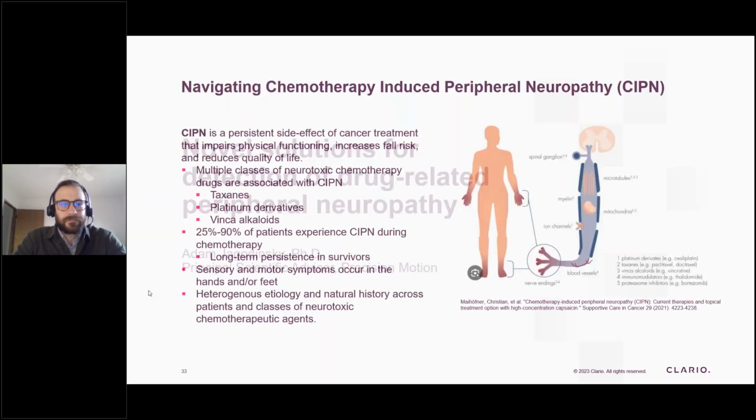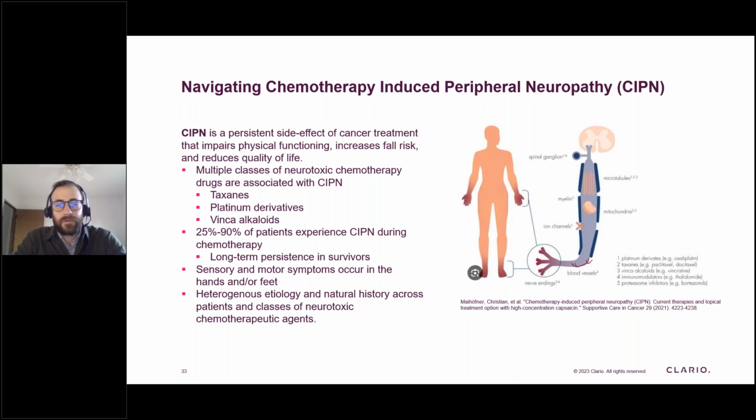Next slide, please. To start, I would like to give some background to help us navigate the topic. Chemotherapy-induced peripheral neuropathy, or CIPN, is a persistent side effect of cancer treatment that impairs physical functioning, increases fall risk, and reduces quality of life in cancer survivors, as well as patients who are undergoing treatment. CIPN can result from multiple classes of neurotoxic chemotherapy drugs, including taxanes, platinum derivatives, and vinca alkaloids, and there's an estimated prevalence reported between 25 to 90%.